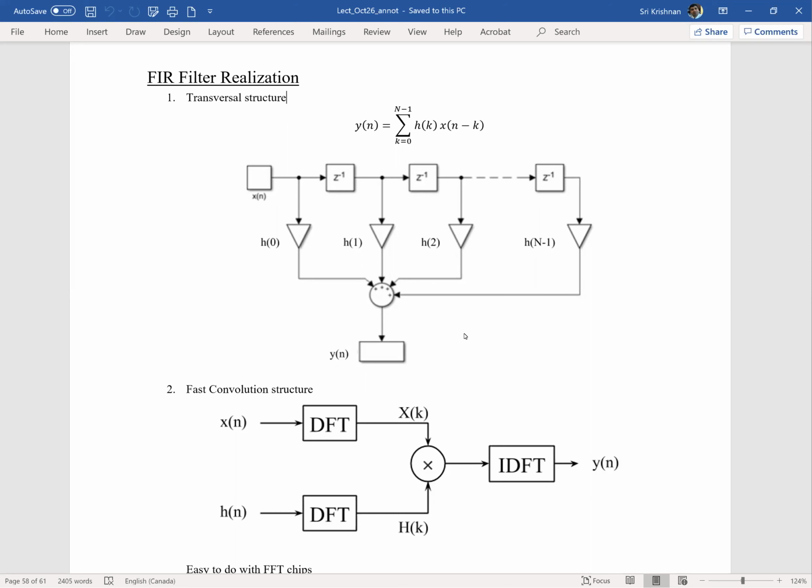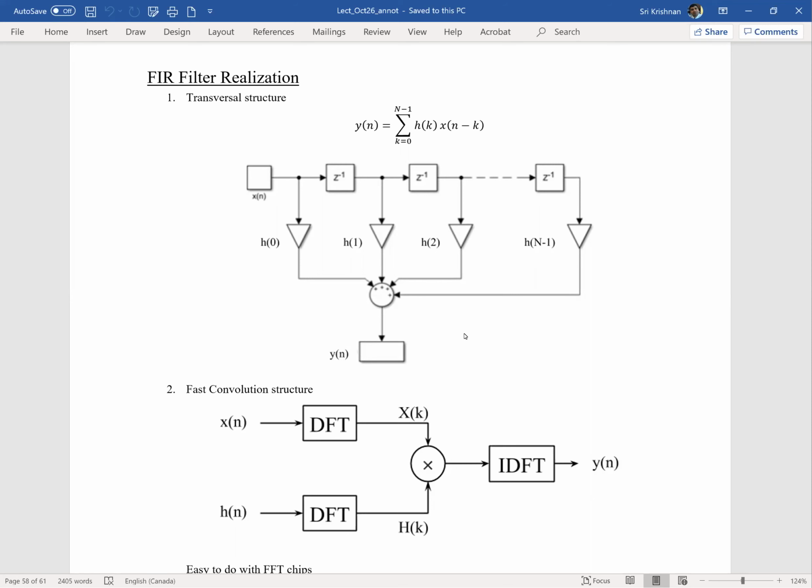So we will be now looking into filter realization. Essentially, the design that we have done so far through mathematical approaches in finding the filter coefficients will now be put into a flow diagram, a signal flow diagram, which is a formal way of getting into realizing the filters in hardware. So with regards to FIR filters, there are two common realization methodologies that are possible.